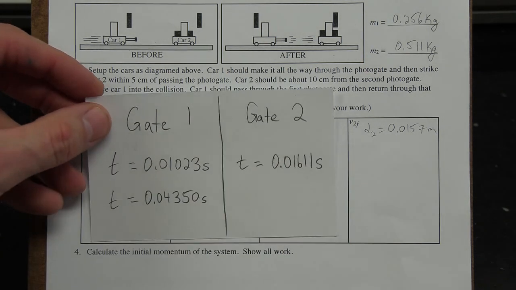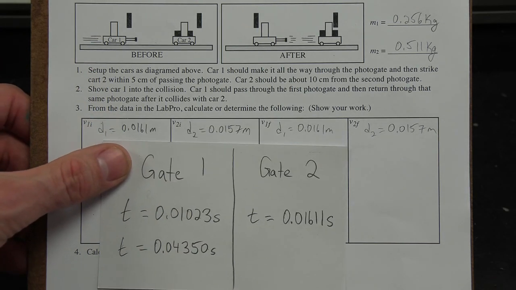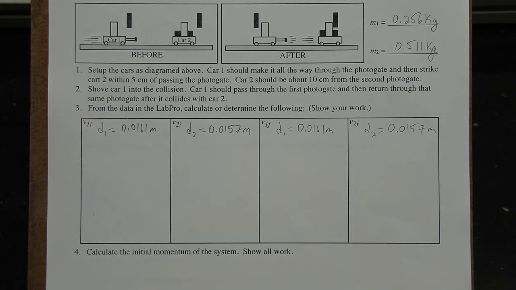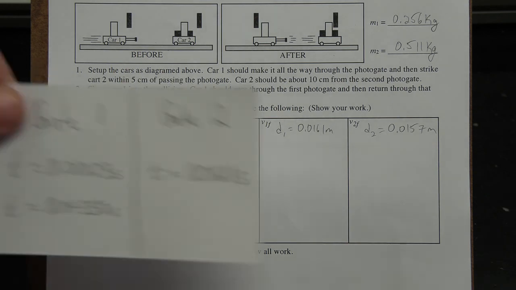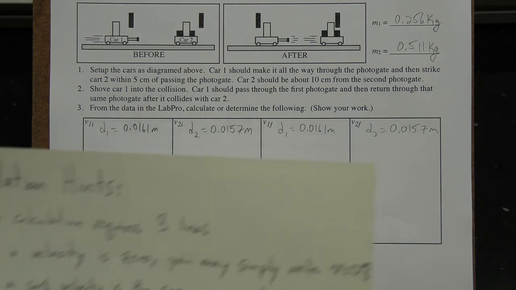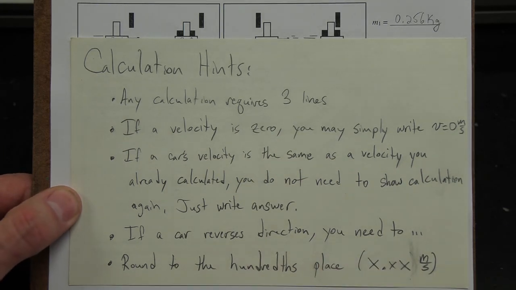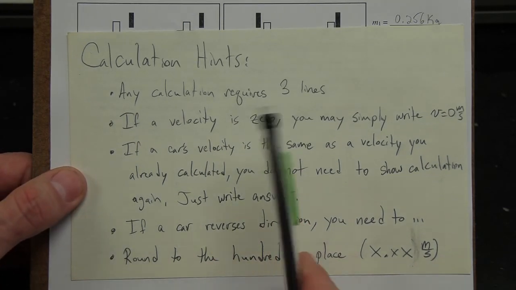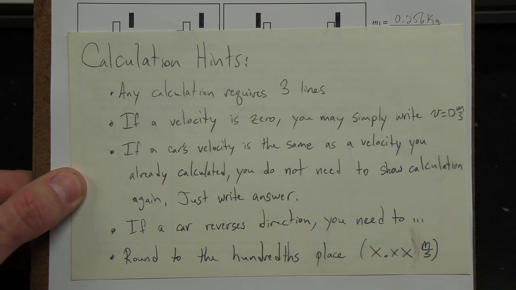But here's a challenge. We have 4 distances, but only 3 times. And somehow, from the 3 times that you were assigned, you'll be able to determine 4 velocities. Now, in order to do that, you've got to think back to the way the collision proceeded and some points about the calculations. So any place where you actually have to calculate something, you need 3 lines. Remember, I'm not going to say what those 3 lines are, but you have to show the calculations in a nice way in the Regents curriculum.